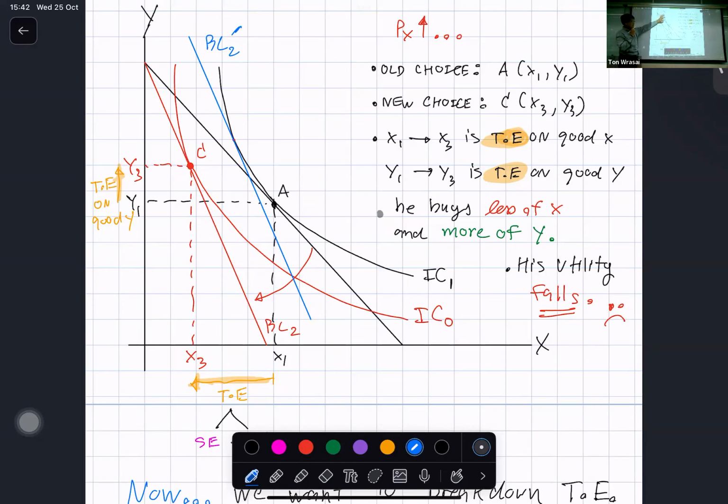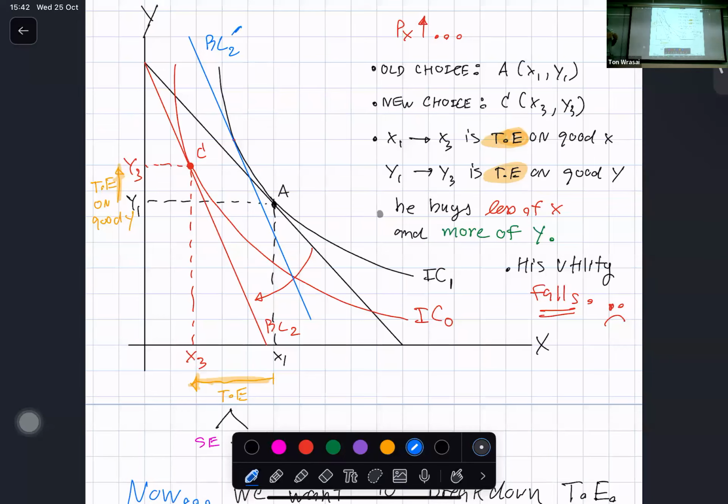We call it BL2 dash. The reason we write BL2 dash is to indicate that this blue line shares the same slope as the red one, which is the new price ratio that this guy confronts. With that, we make a different hypothetical budget line.